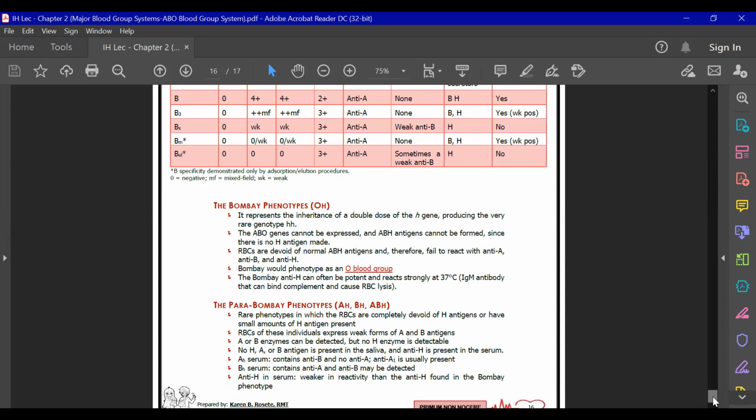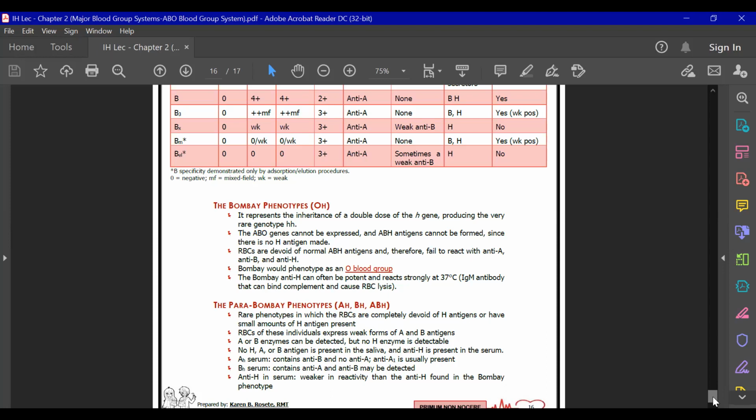Okay, let's proceed with your Bombay phenotype and your para-Bombay phenotype. So, Bombay phenotype, class, why is it called Bombay? Because the first reported case having this phenotype was in Bombay, India. That's why this phenotype is called the Bombay phenotype.